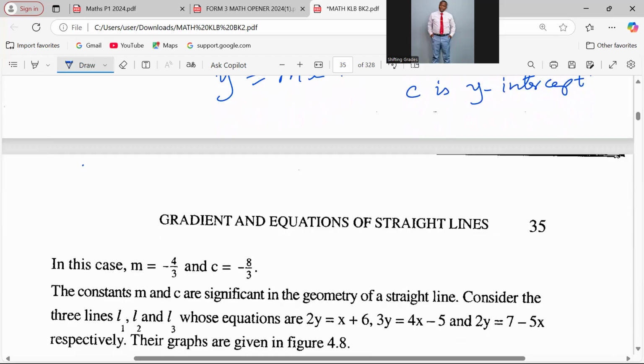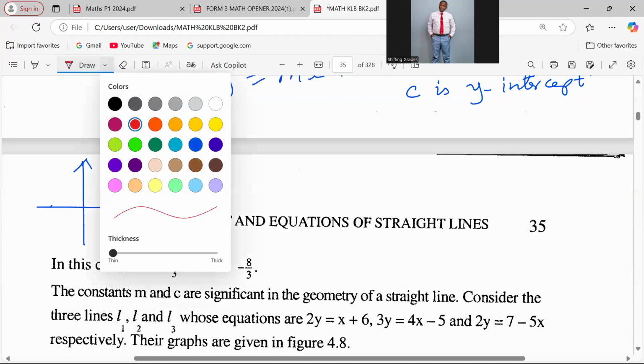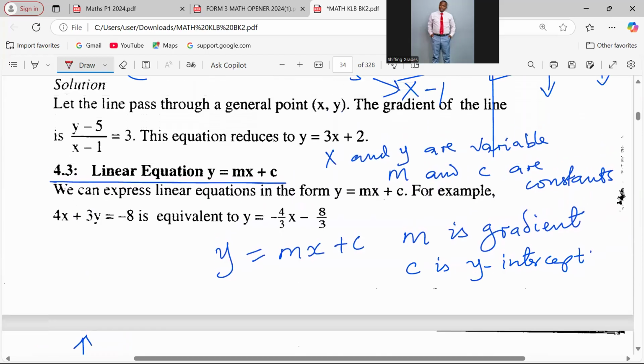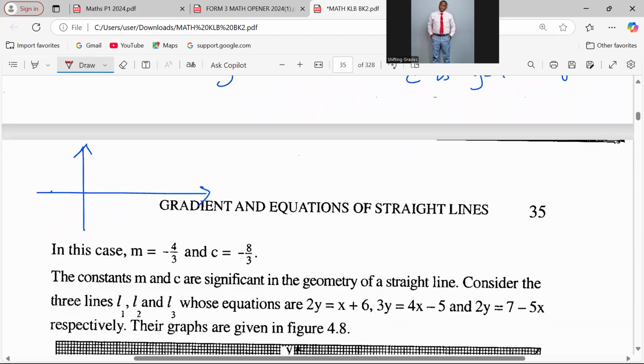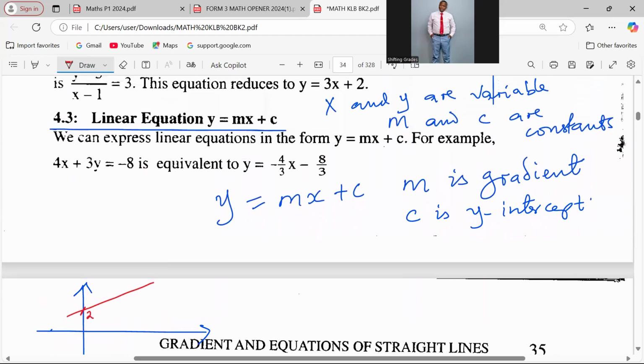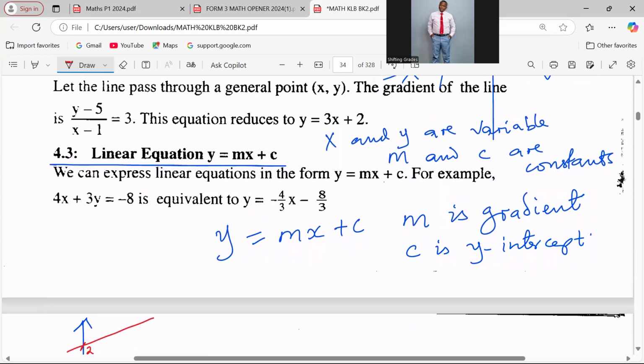If a line is plotted along the Cartesian plane, a line like y equals 3x plus 2, the line will cut the vertical axis exactly at the point where y is 2, exactly at that point. So that is what we call the y-intercept. The y-intercept is the point where the line cuts the y-axis.